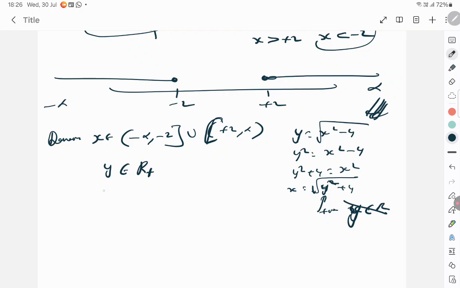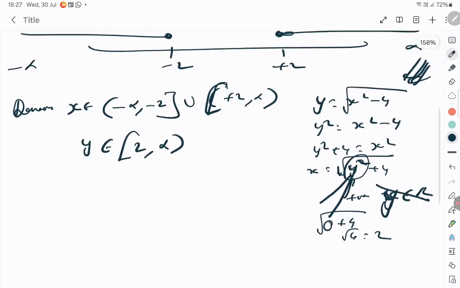And also, even if this is any square number, the lowest value the square number can take is 0, and a 0 plus 4 is root of 4, which is equal to 2. So it starts only from 2. You don't get answers which are less than 2. It starts from 2 till infinity. I hope you understood. I'll explain once again.